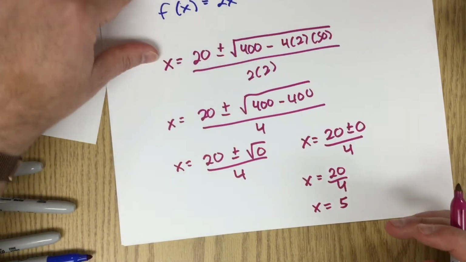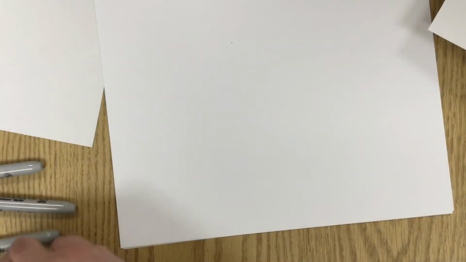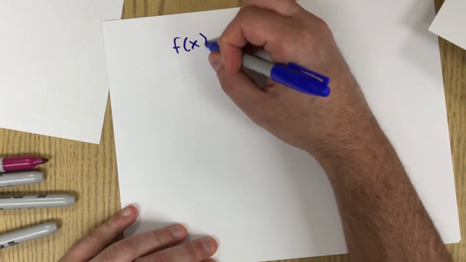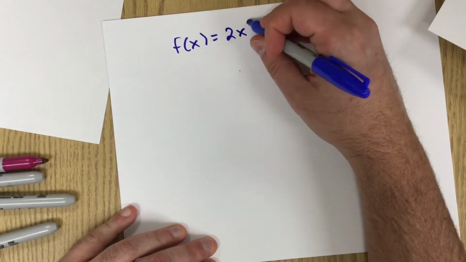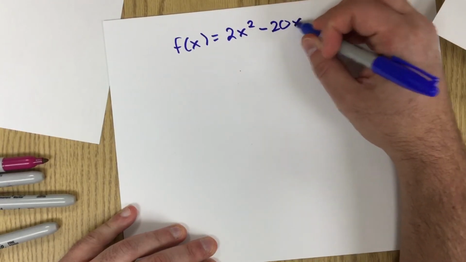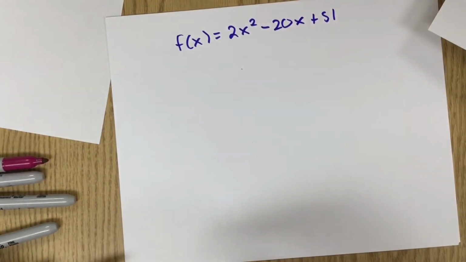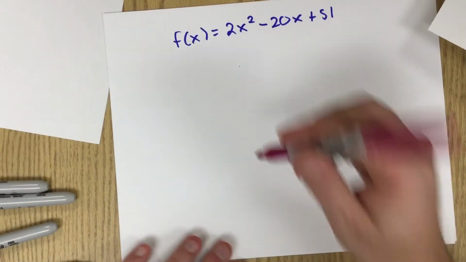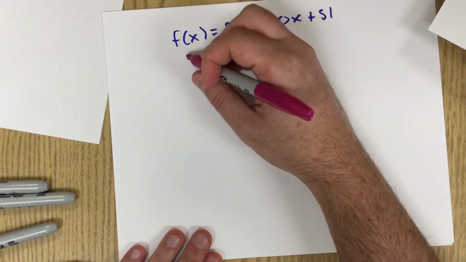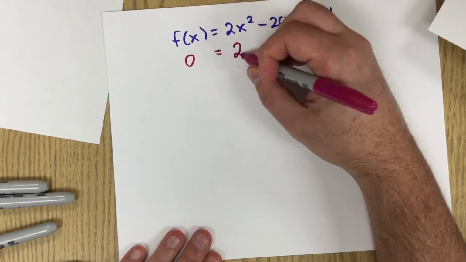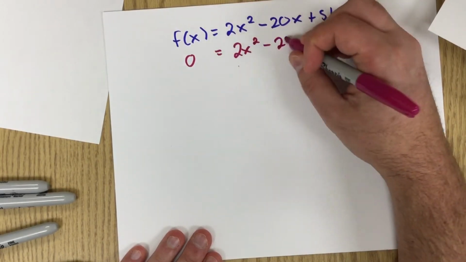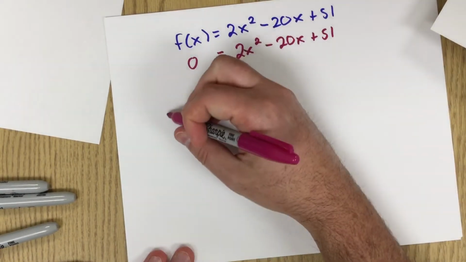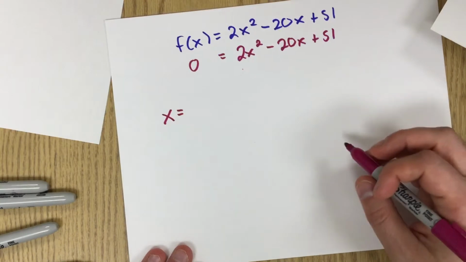Okay. One more. f of x equals 2x squared minus 20x plus 51. We want to find the zero, so we're going to make this equal to 0. I've kind of been skipping that step. I shouldn't, but to find the zeros, we have to make the y equal to 0. We have to make f of x equal to 0, and we need that 0 to be able to do the quadratic formula. Let's pretend I did it for the other 2 examples.